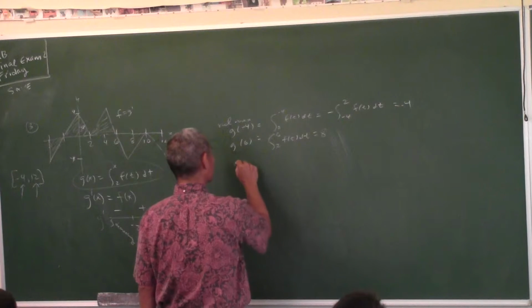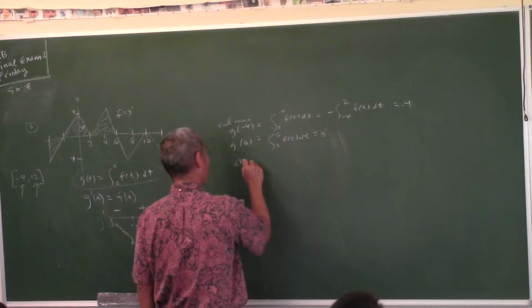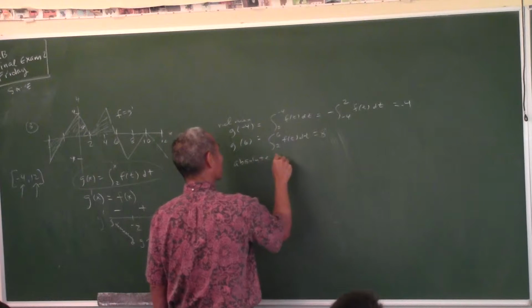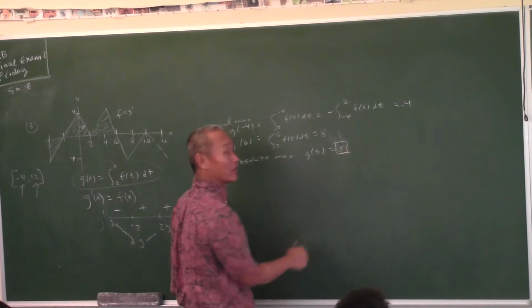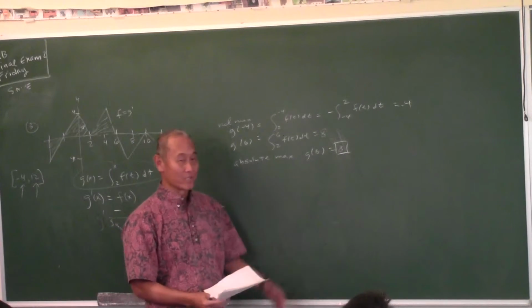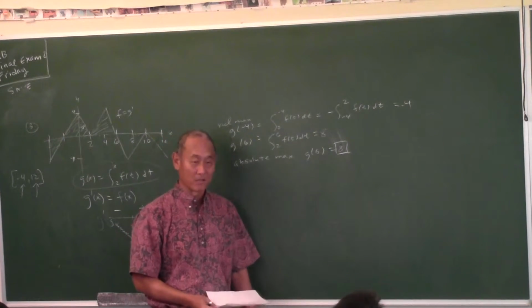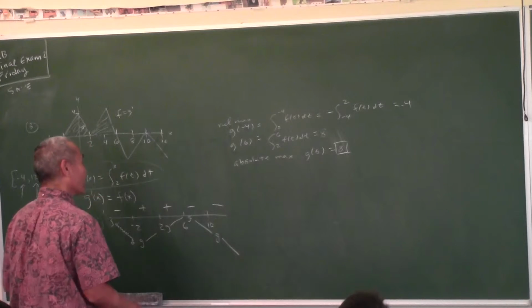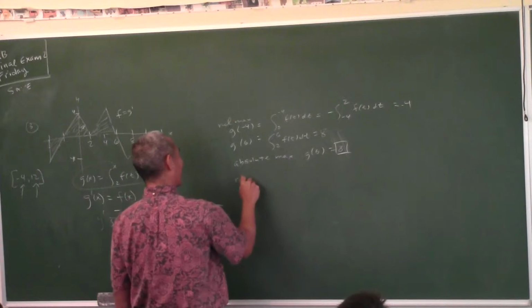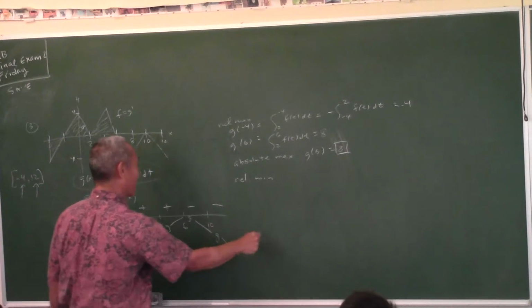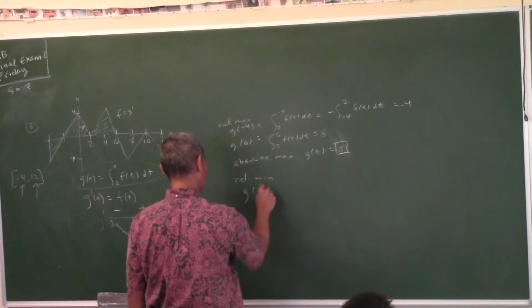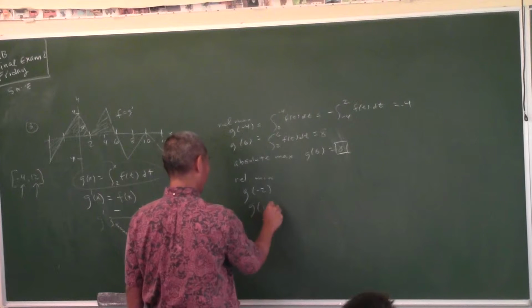So the absolute maximum value, g of 6 is equal to 8. Actually, they want the y coordinate, but I think if you just put g of 6 equals 8, that'll be more complete. Now, what about the mins? Well, we have relative minimums at where? Right there, and right here at this endpoint. So they want to see you comparing g of -2 and g of 12.